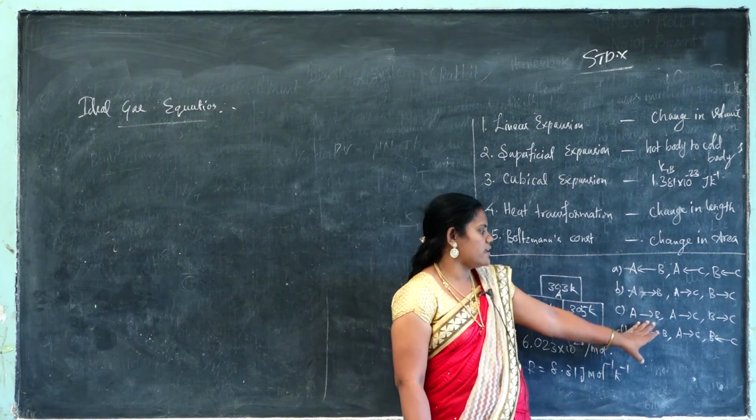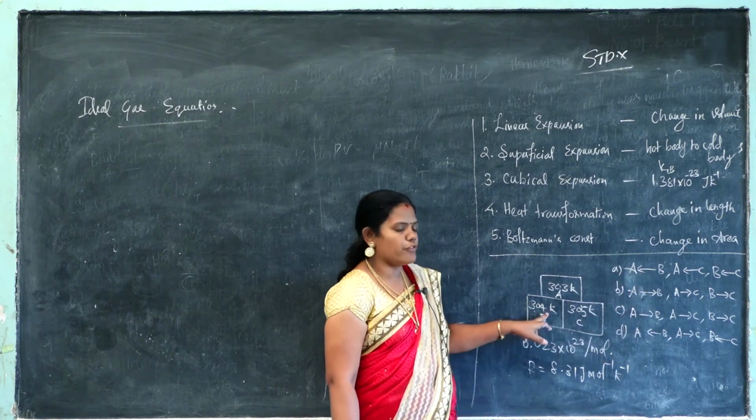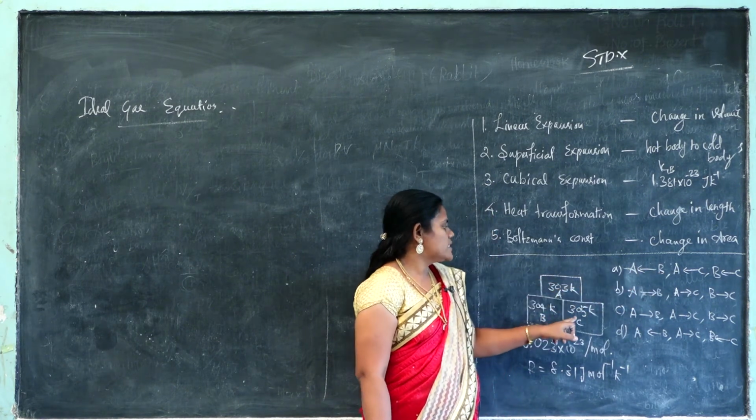So all the options are there. You have to tick one correct answer. What is the correct answer? Heat will be transferred from B to A. So B to A. Okay. And the second one, C to A.